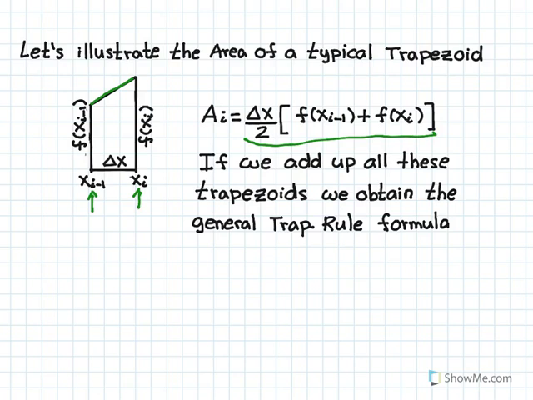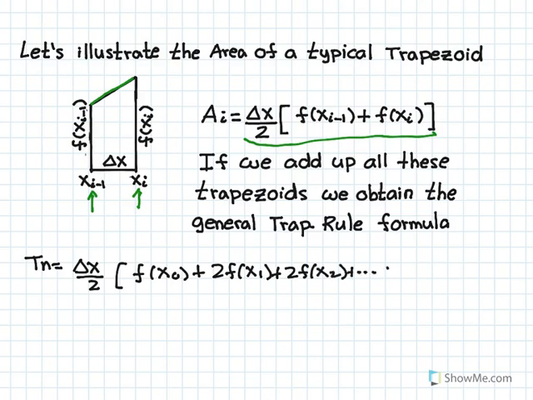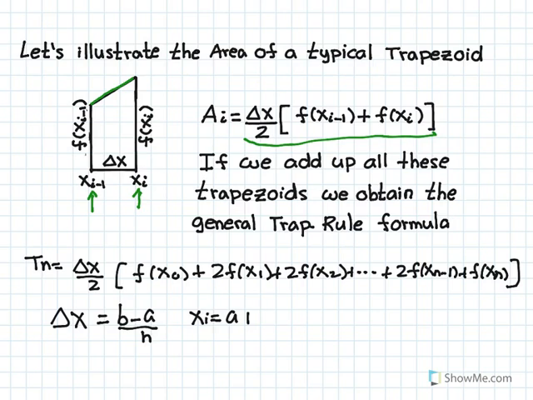So let's write that down. Tn is equal to delta x over 2 times f of x0 plus 2f of x1 plus 2f of x2 plus 2f of x n minus 1 plus f of x n, and delta x, that's the partition width, is b minus a over n, equally spaced intervals. x i is a plus i delta x.